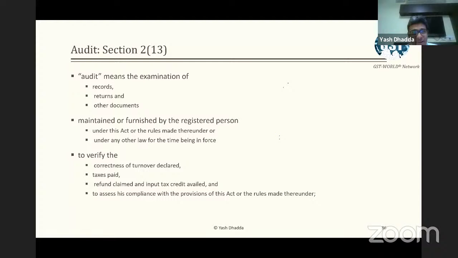Something which is available, something which is on a click of a button, but I am saying I am not going to give it to you because it is not covered by 213. Probably in my understanding, that would not be a correct approach. So audit is of these three things, either maintained or furnished under GST or under any other law which is applicable on the assessee. And what is the purpose? I think the purpose is quite clear, basically to verify that you've paid the tax, you've done the compliances and everything of that sort.